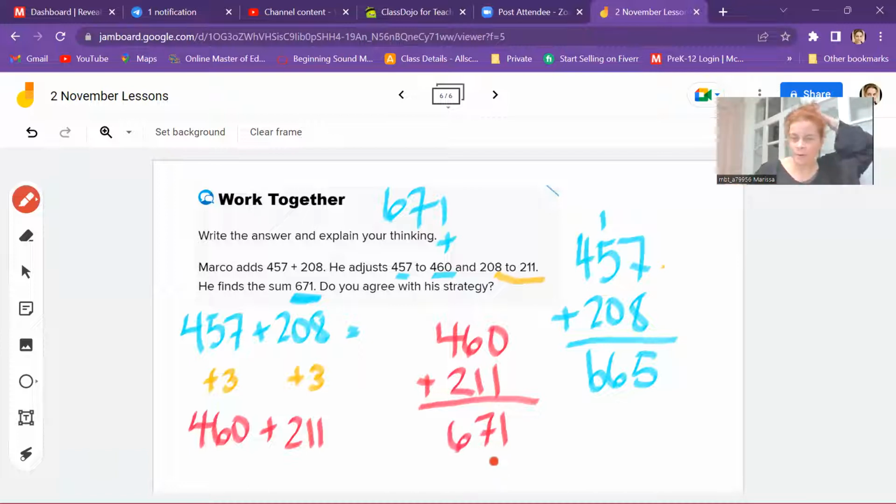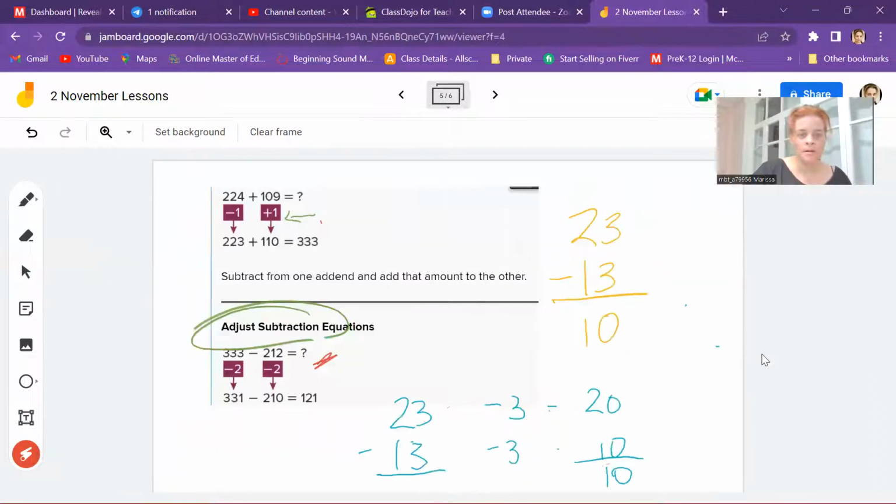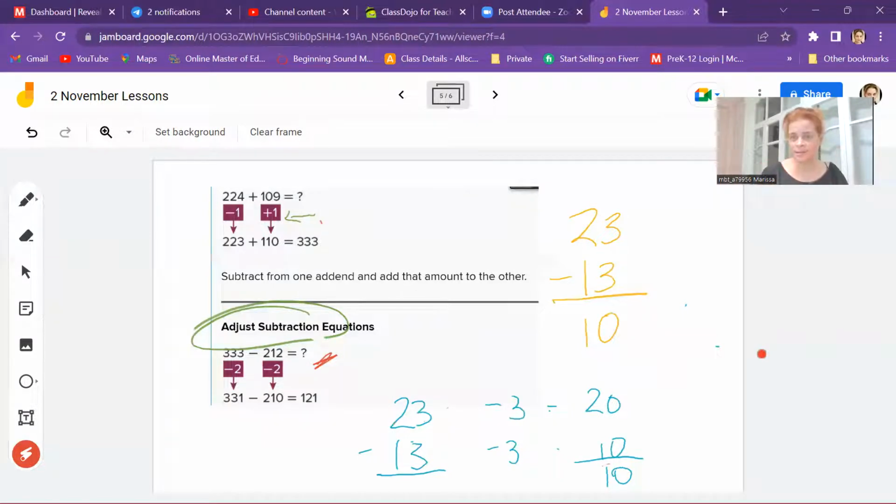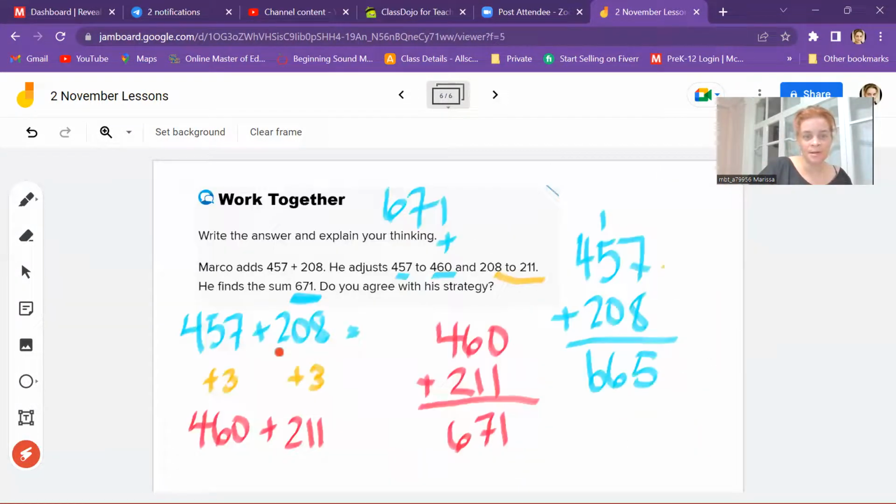Why are they different? What happened? Does anybody remember? Why did he get the wrong answer? Why is it not the same? Does anybody see the problem? Let's look back at our other Jamboard. What was the rule? Do you remember the rule? When he adds, he's supposed to subtract and plus. When he adjusts, he minuses and pluses. Did he minus and plus here? Did he minus and plus here?